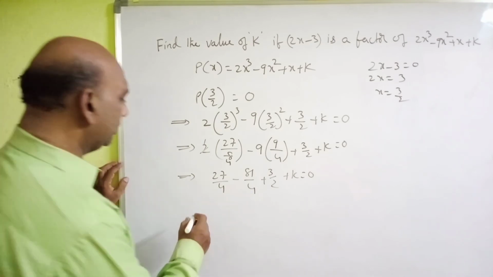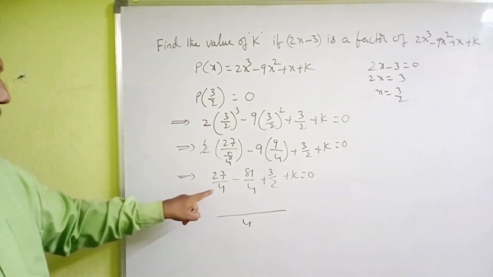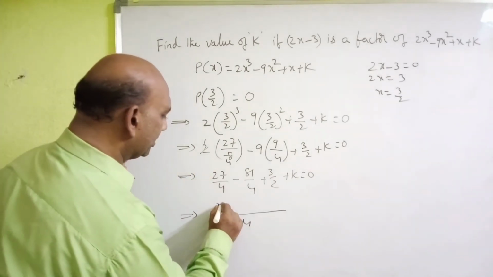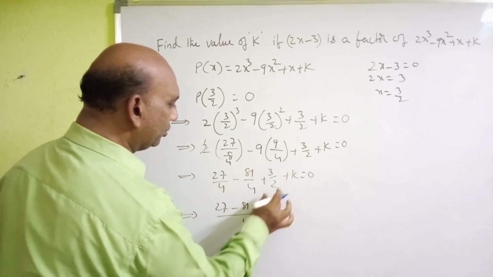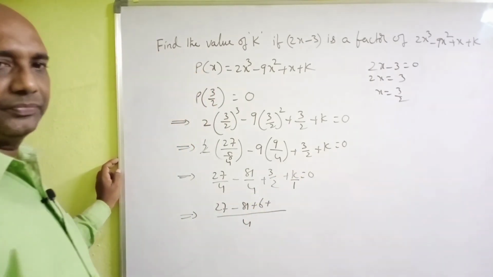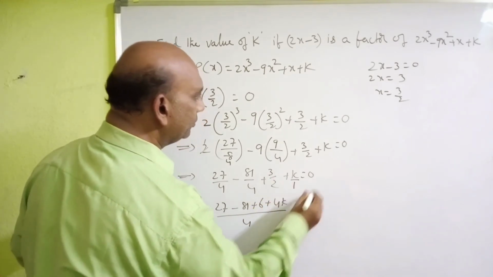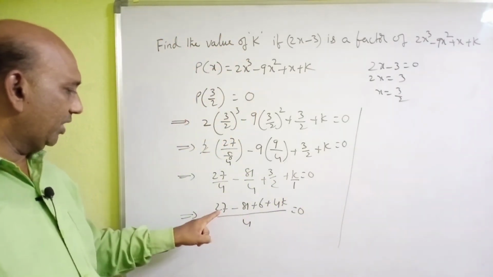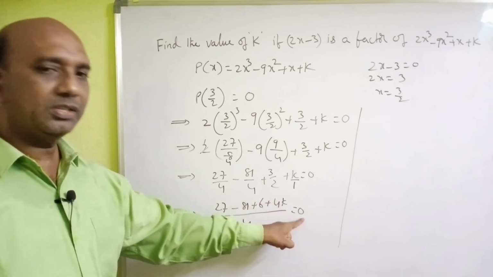LCM is 4 for all these terms. Now 4 goes one time in this LCM and 1 into numerator 27 is 27, minus, again 4 goes one time, 1 into 81 is 81, plus 2 goes 2 times, 2 threes is 6, plus here by 1 is there. 1 goes 4 times, 4 into k, 4k equal to 0. And then by cross multiplication, 27 minus 81 plus 6 plus 4k equals 4 into 0 is 0.